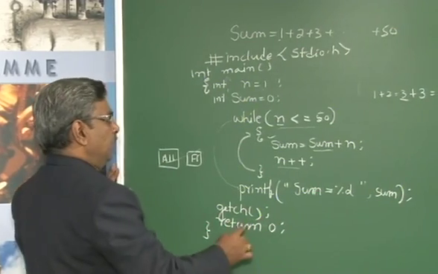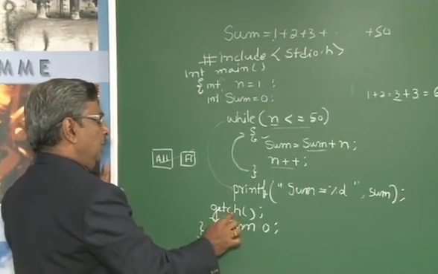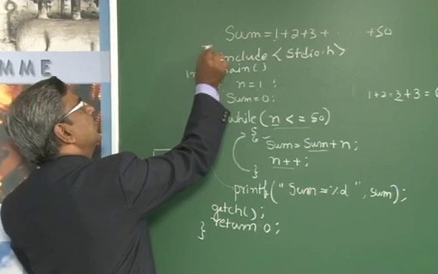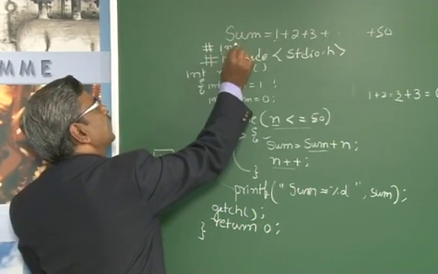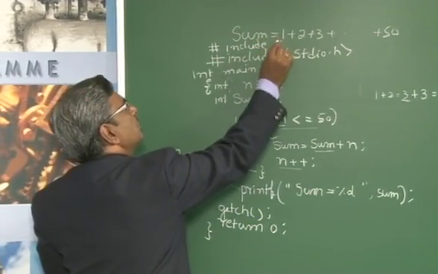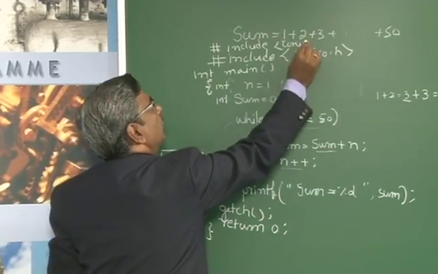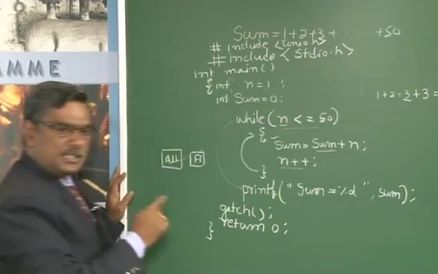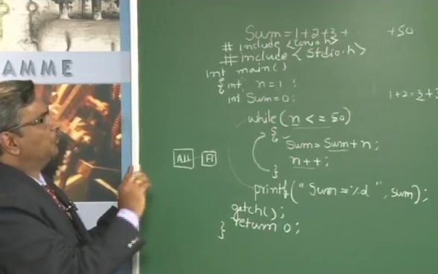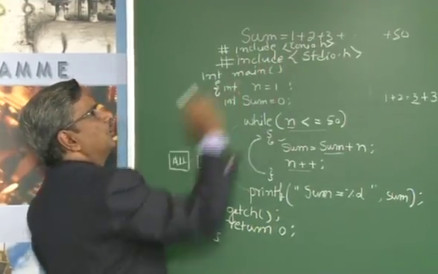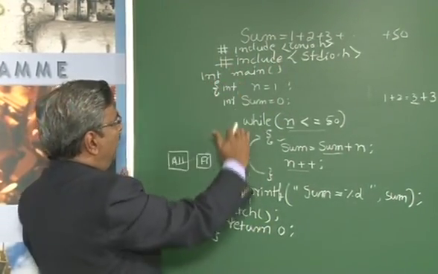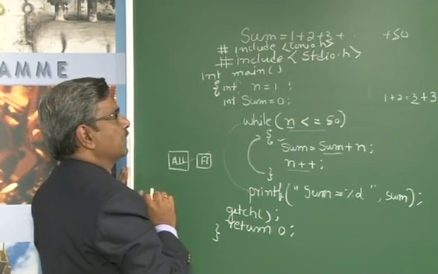When you use this function, you have to include one more header file called conio.h. Include conio.h, console input output. This statement acts as a console input, hence you are introducing conio.h. Like that you have completed your program with all the necessary things.